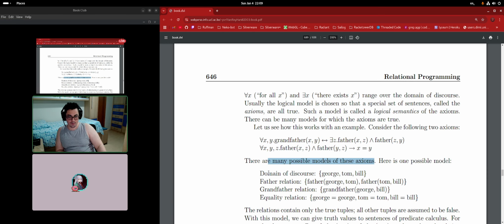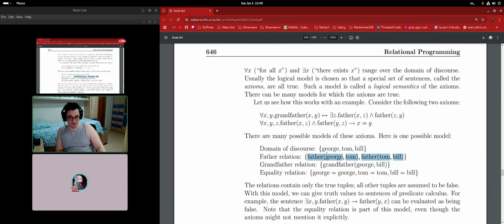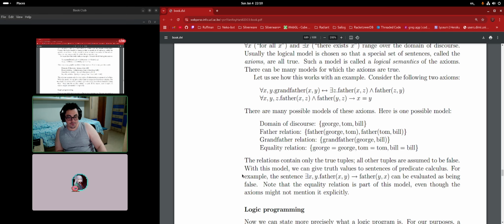Here's one possible model. The domain of discourse is going to be these, and the father relation. These are examples that hold with the father axiom. We have the grandfather relation, which uses the grandfather axiom, and you have the equality relation, which says that you are yourself. Identity, essentially. And the relations contain only the three tuples. All other tuples are assumed to be false. So, closed world assumption, basically.